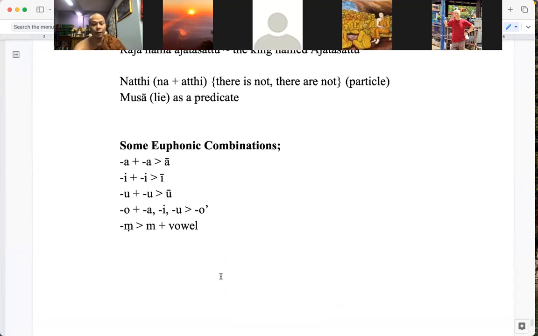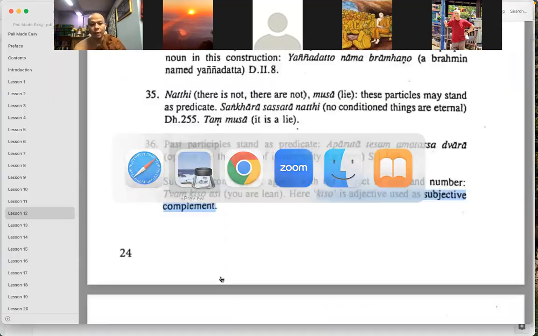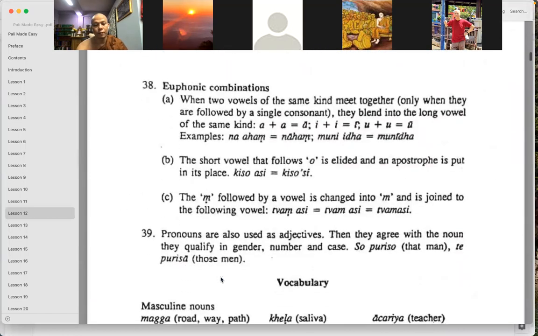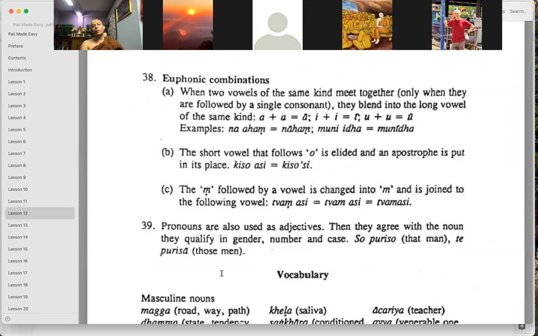Okay, and then another piece of information is euphonic combination. Euphonic combination means knowing the result of joining two words. In every language, when we speak or write, sometimes to beautify or to speak smoothly, we can join two words as a single one. That is called the euphonic combination.